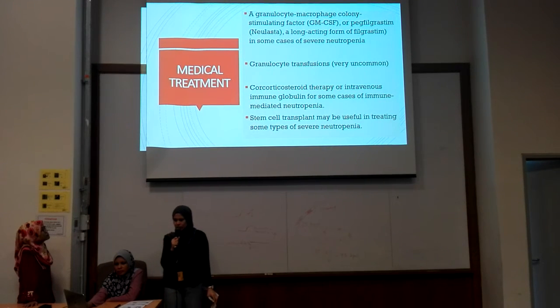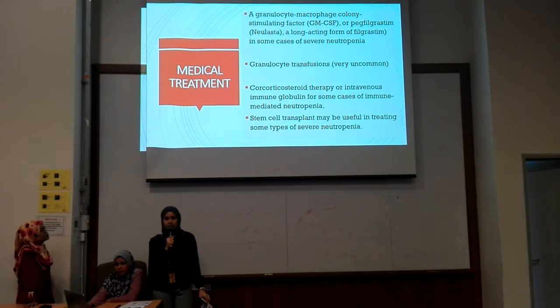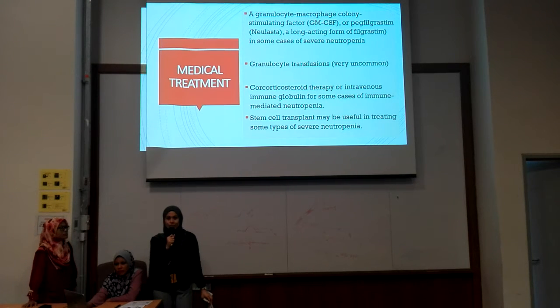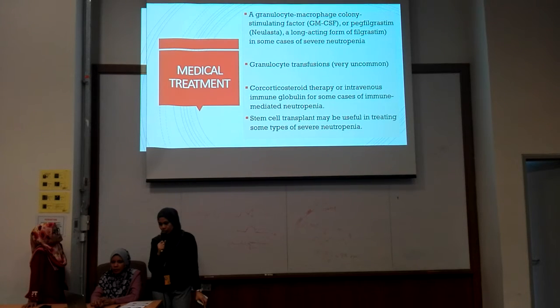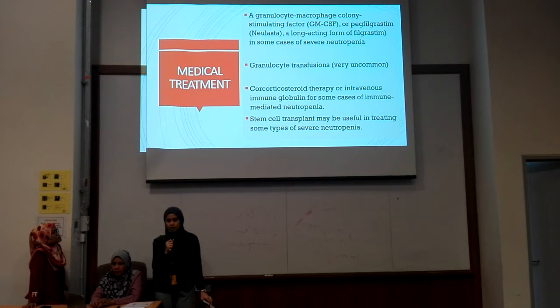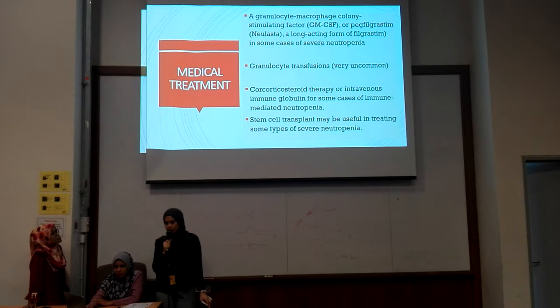Another medical treatment, we can do granulocyte transfusion, but it's very uncommon. Finally, corticosteroid therapy or intravenous immune globulin for some cases of immune-mediated neutropenia. And lastly, we can do stem cell transplant, may be useful in treating some types of severe neutropenia.